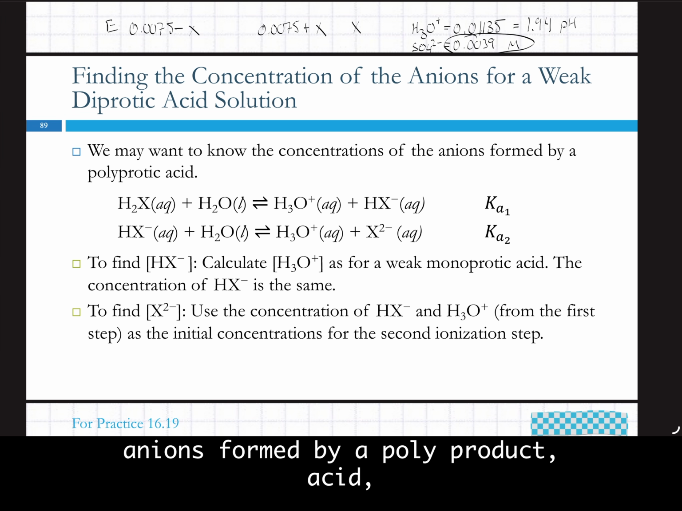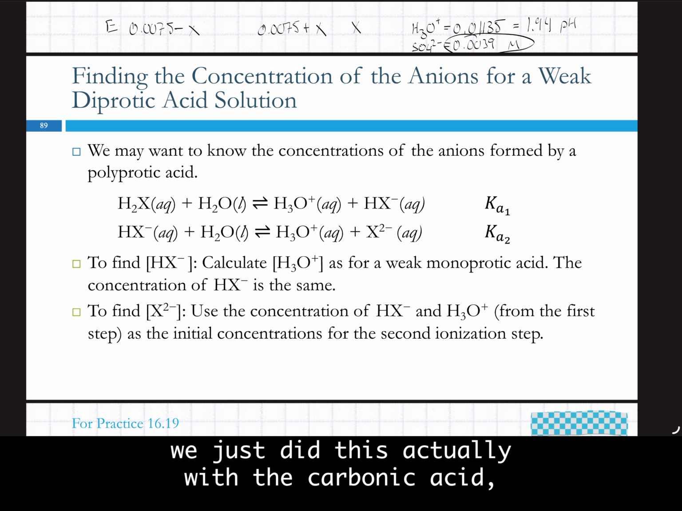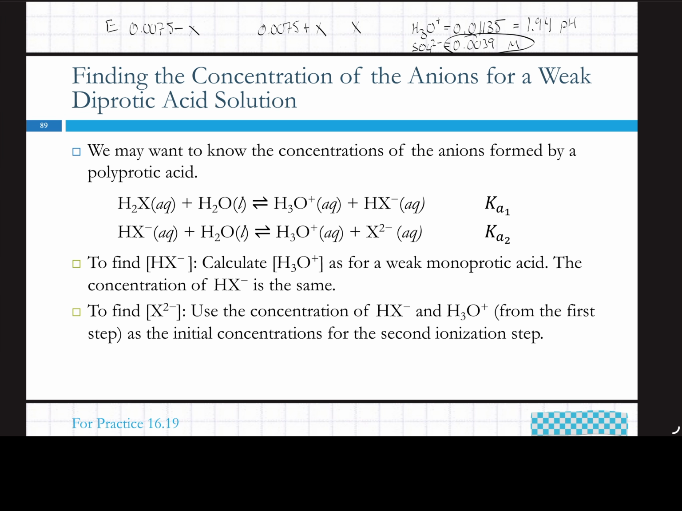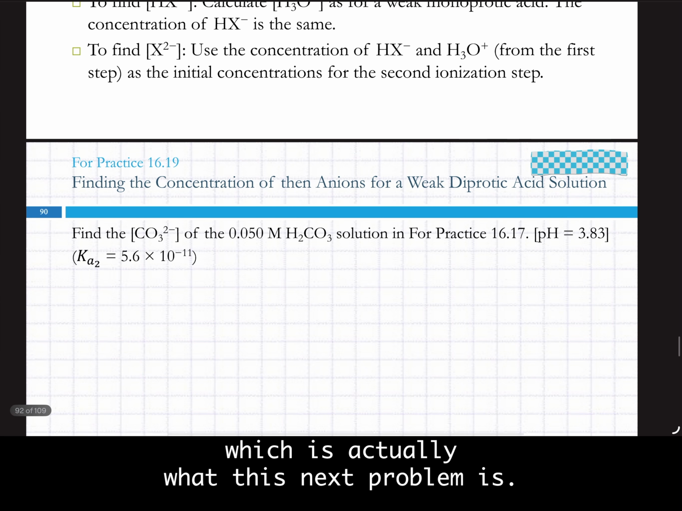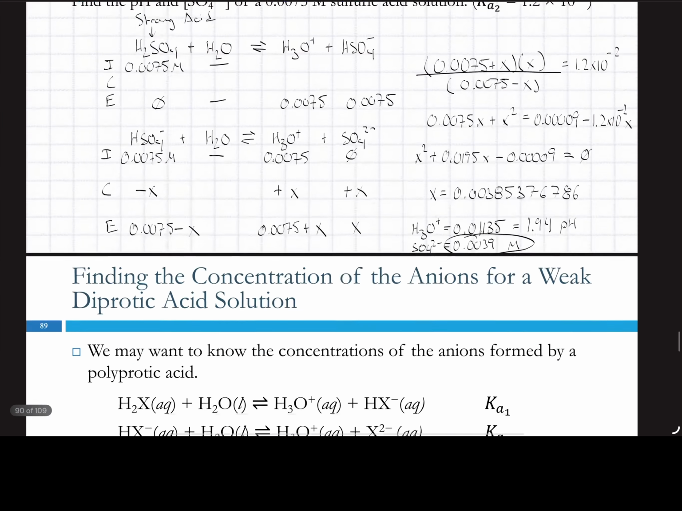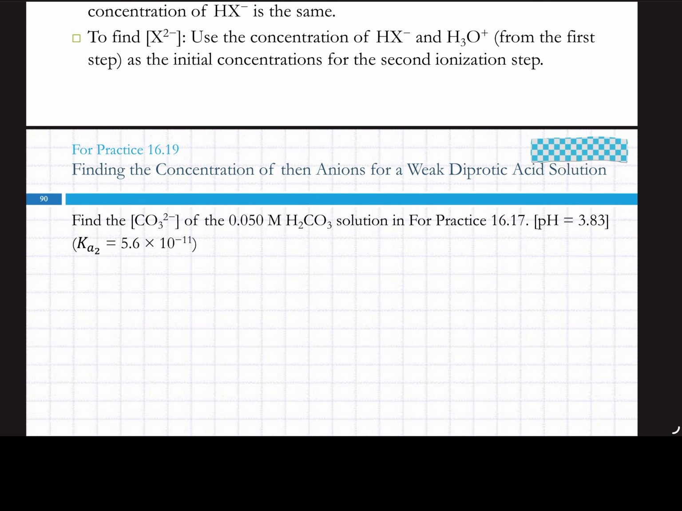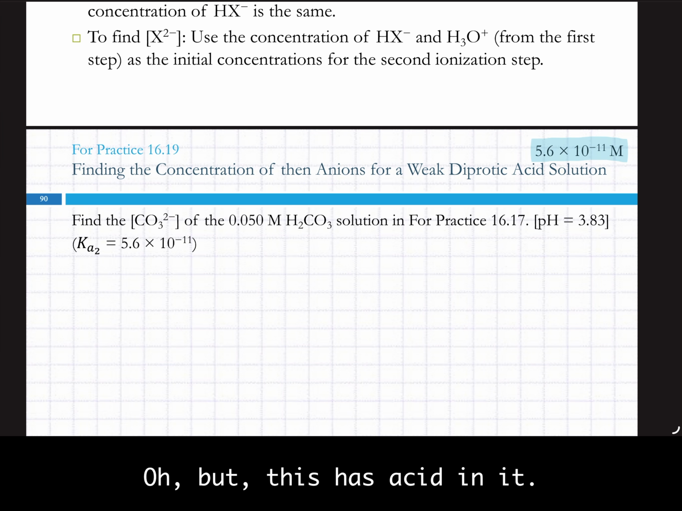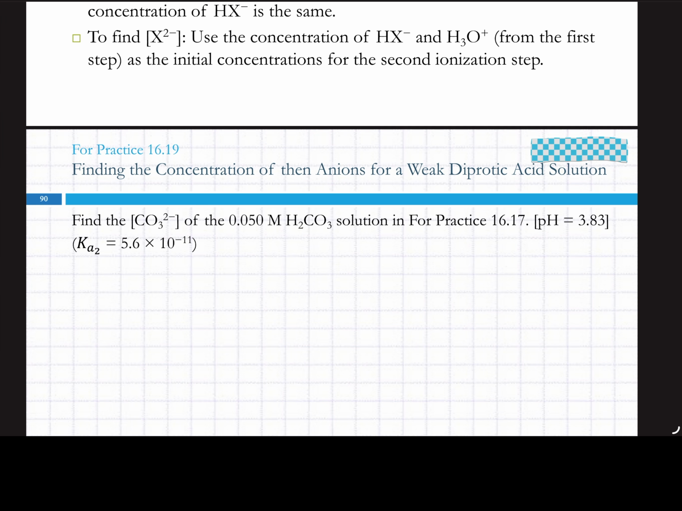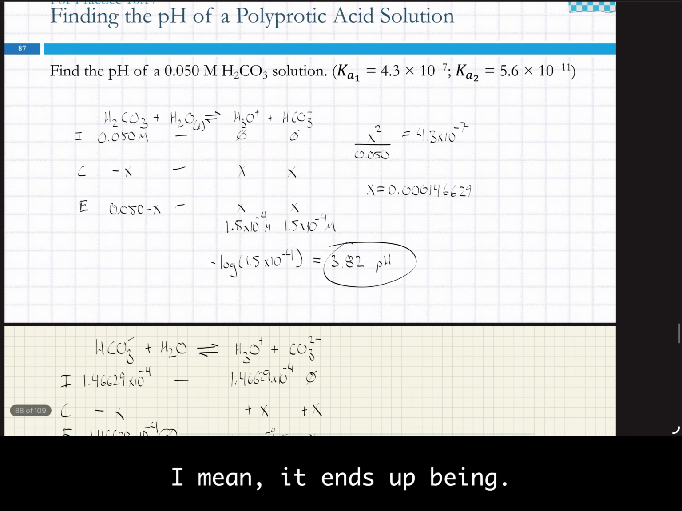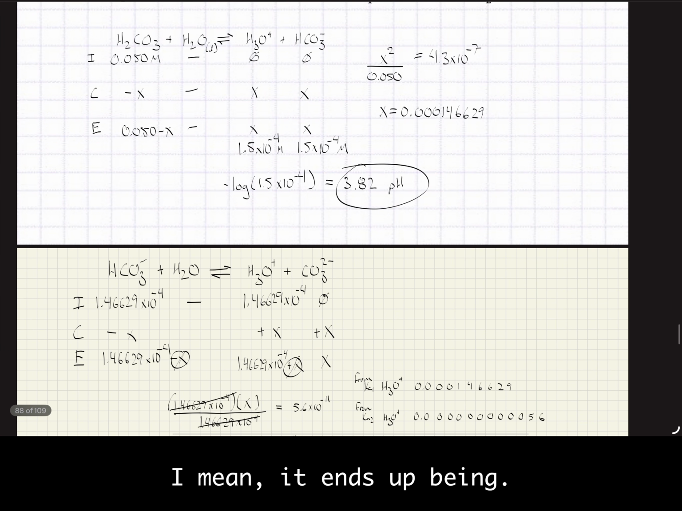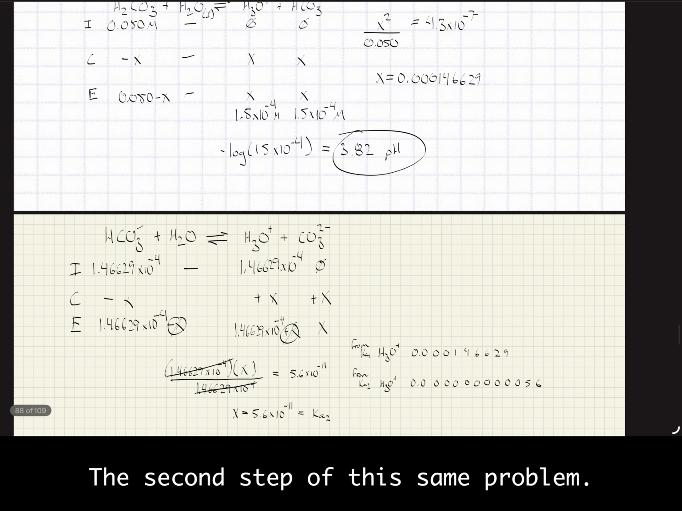So if we want to know the anions formed by a polyprotic acid, we just did this actually with carbonic acid, which is actually what this next problem is. Oh, but it says acid in it. I mean, it ends up being the second step of this same problem.